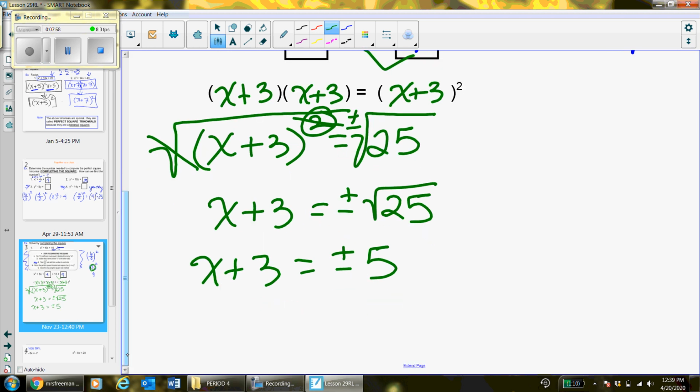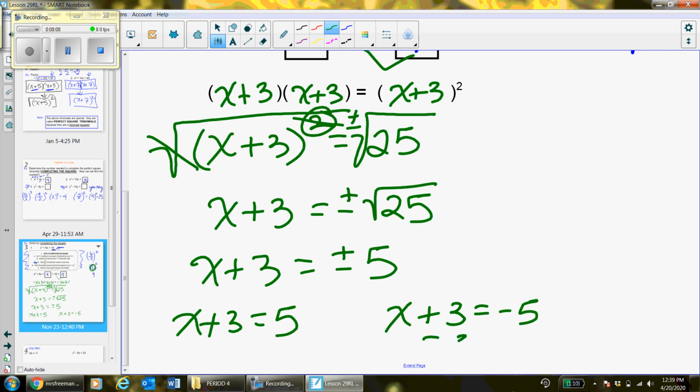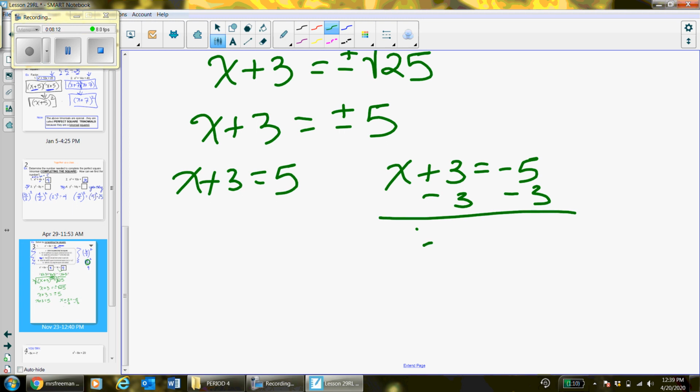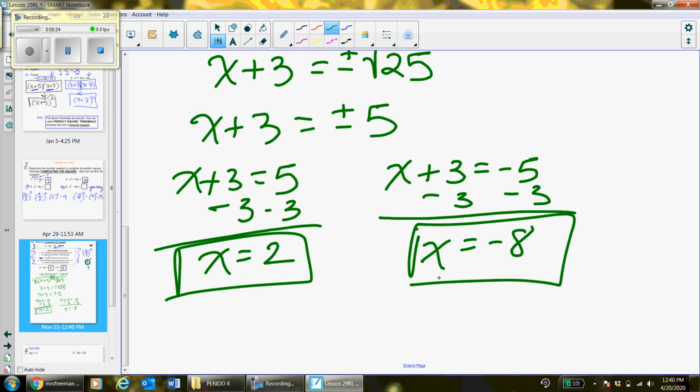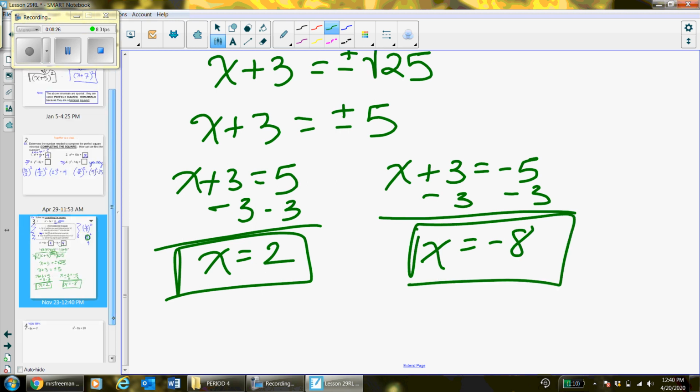So now these break off into two equations. We have x plus 3 equals a positive 5, and then we have x plus 3 equals a negative 5. So subtract 3 from both sides. You get x equals negative 8, and subtract 3 from both sides, and you get x equals 2. All right, so these are your final solutions or zeros or roots.